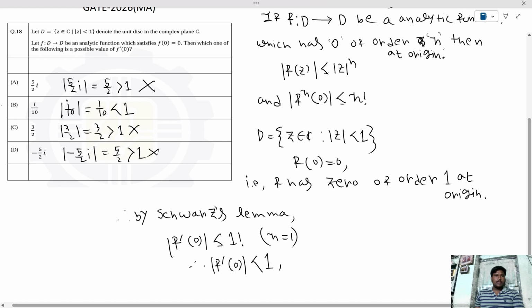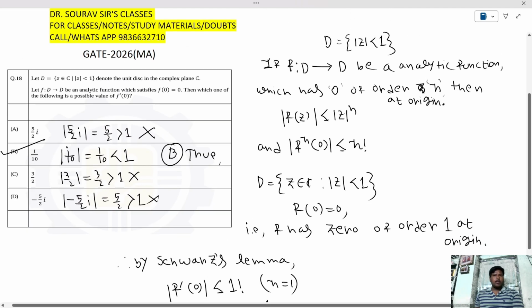So the possible answer is B, and the single answer is correct. Therefore B is the true answer. So this problem is the simple application of Schwarz lemma from complex analysis.